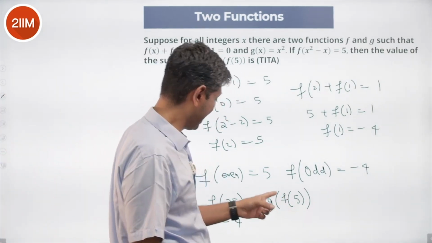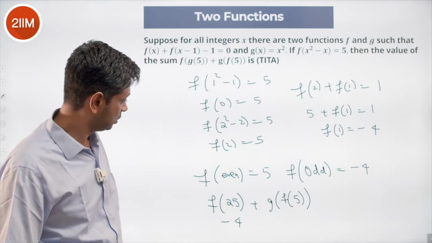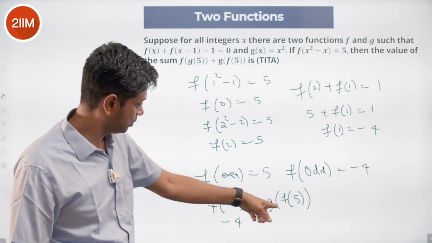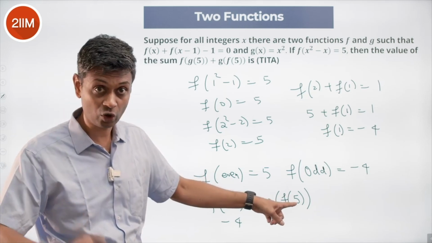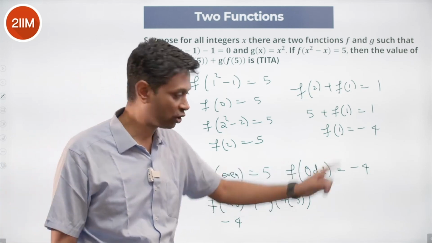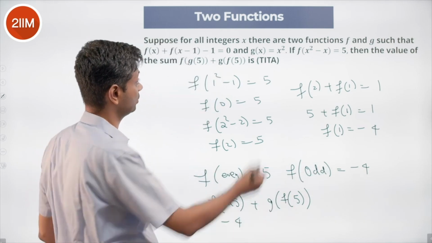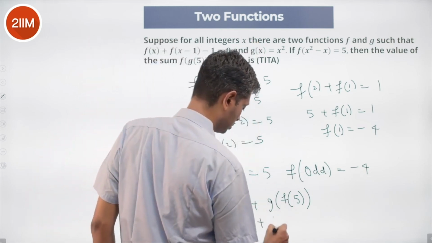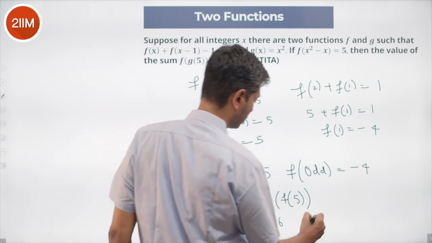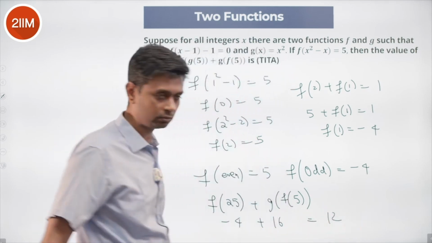g of f of 5. f of 5 is an odd number, so f of 5 will be minus 4. It is g of minus 4, which is minus 4 whole square. So it is minus 4 plus 16, which is 12.